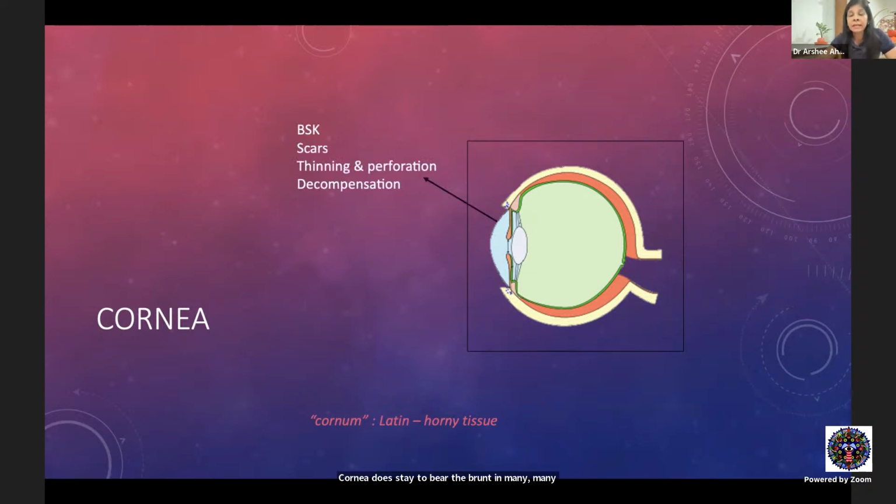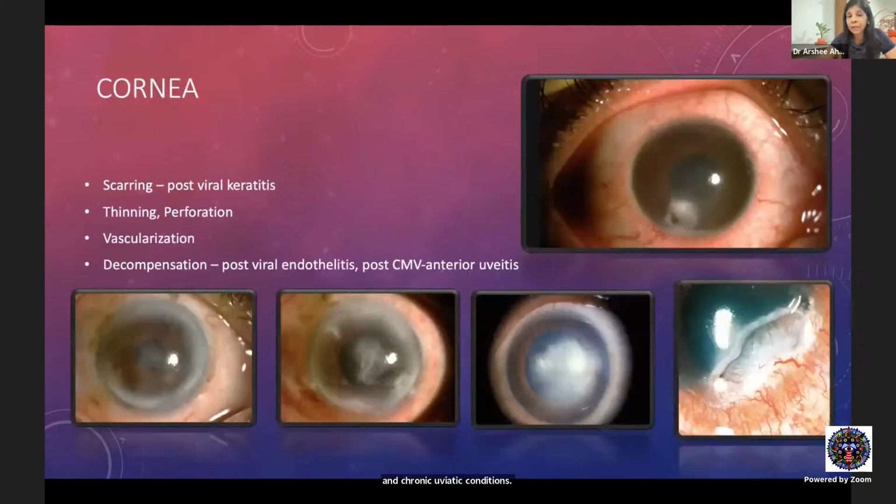So these are the complications which can happen. In the first two photographs here, which I have put together, these are the two eyes of the same patient who had chronic viral keratitis, to be specific CMV anterior uveitis. You can see the large amount of corneal scarring which has happened in this eye, and the other eye shows active keratitis. We can also see peripheral neovascularization, or I should say vascularization, setting in.